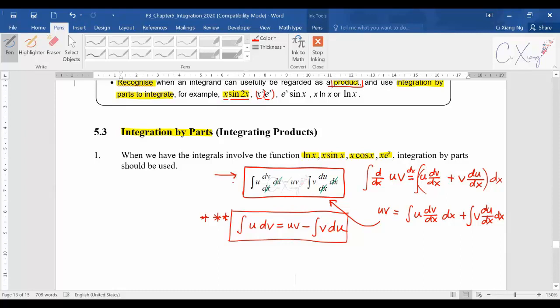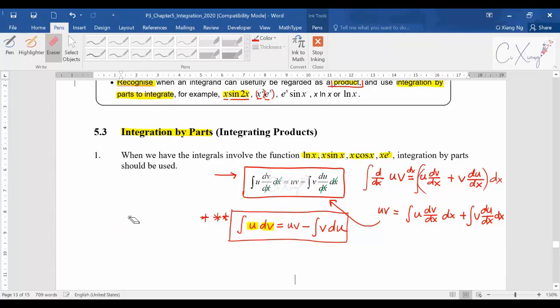Okay, so first of all, when you want to apply the formula here, you need to put your question into two types of function. One of them is u, another one is dv. So you need to decide first. Because when you have a product, like x sine x, these are two functions, right? You need to decide that one of them is u and one is dv before you can do the integration. All right, so that's the very first step.